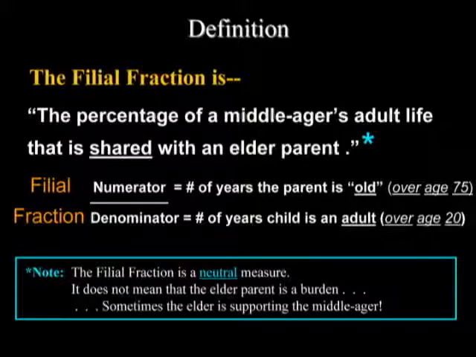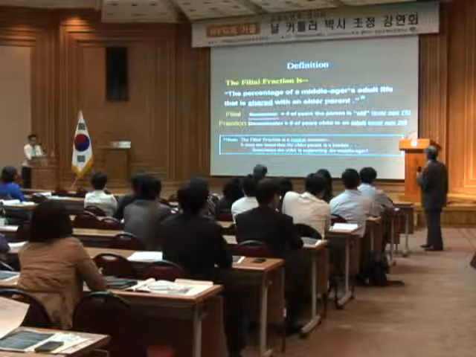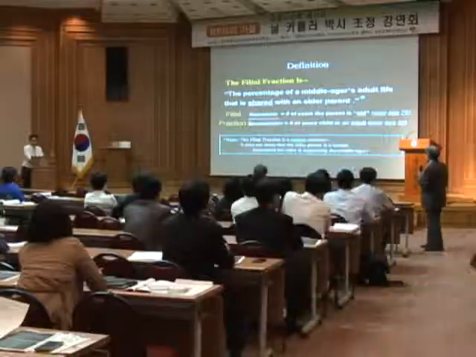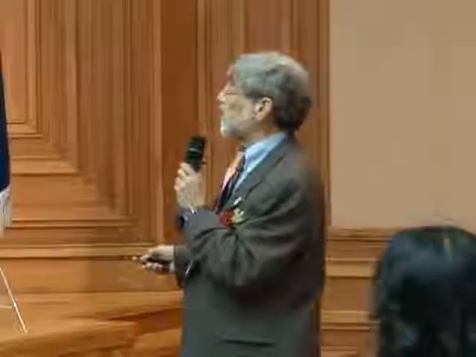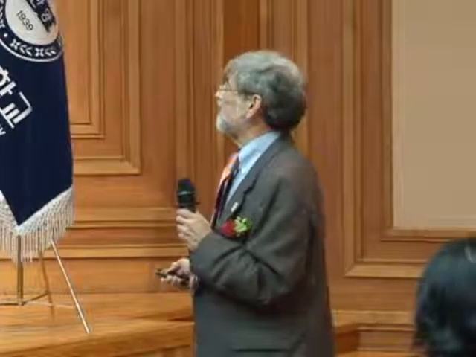The numerator is the number of years the parent is old, which I define here as over age 75. 분자는 그 미들에이지의 나이 드신 부모님이 75세 이후로 지금 얼마나 더 살고 계시는지입니다. And the denominator is the number of years the child is an adult, which we'll define as over age 20. 분모는 그 미들에이지에 해당하는 그 사람이 20세 이후에 몇 년을 더 살았느냐입니다. Maybe next time I come we'll define old as 85, but we'll use 75 now. 인구 고령화가 더 진행이 되면 분자를 85세로 바꿔야 될 수도 있겠지만 현재는 75세 정도로 해봤습니다.